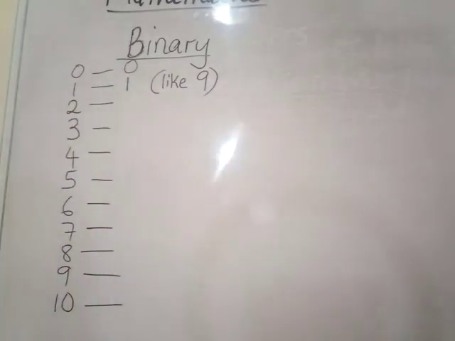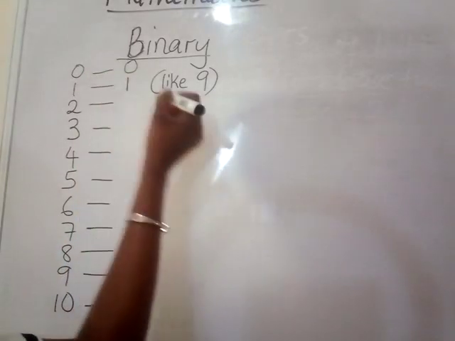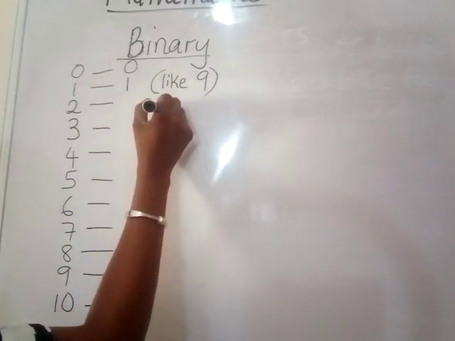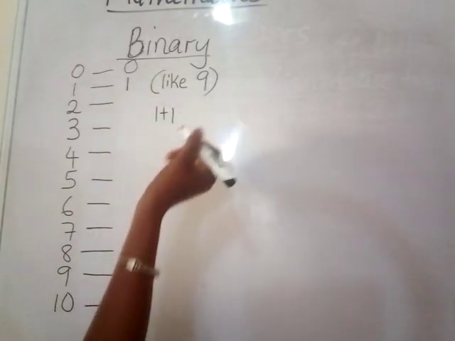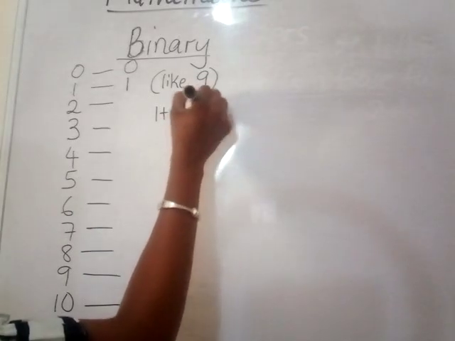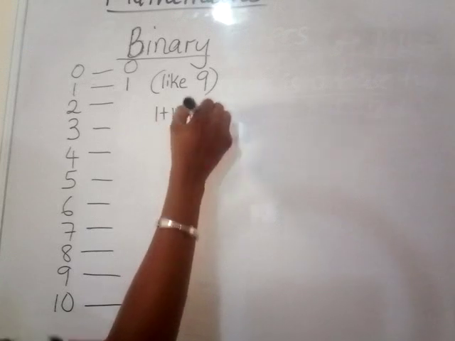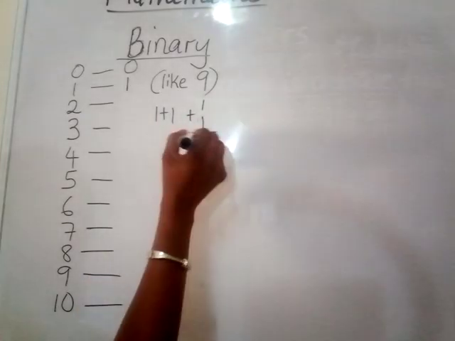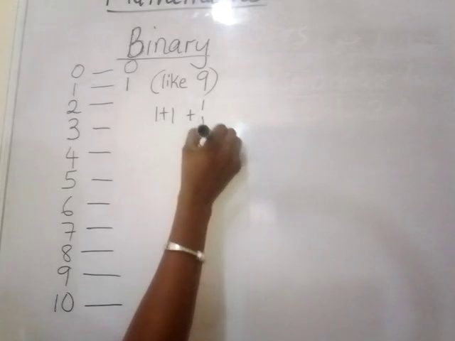So what is 2? Since there is no 2 in the binary number system, how do we write 2? Now let's see how 2 is formed. Remember, 2 is 1 plus 1, right? And both are single digit numbers. So 1 plus 1 is supposed to give us 2, right? But we don't have 2 there. So we reset it to 0.